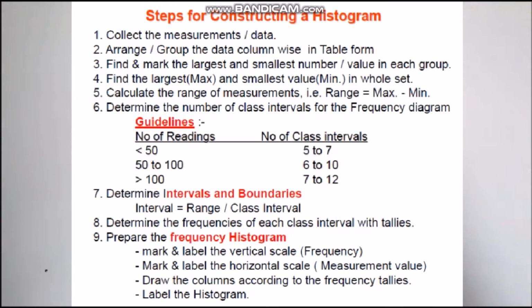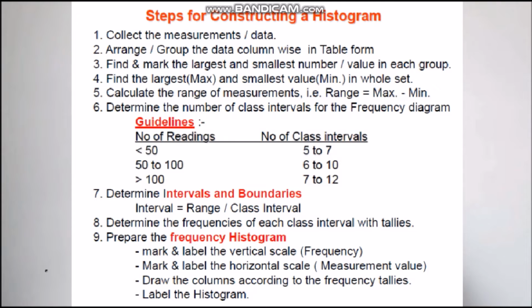Fifth, calculate the range of the measurement, which is maximum minus minimum. Then you get the range of the data. And next, determine the number of classes of the interval for the frequency diagram. For data that is 50 and below, the number of classes of the interval is between 5 to 7. For 50 to 100, the number of classes of interval is between 6 to 10. And for 100 and above, the number of classes of interval is basically 7 to 12.